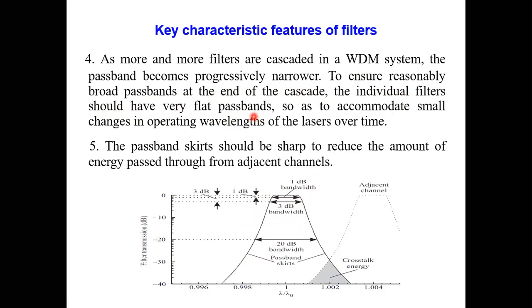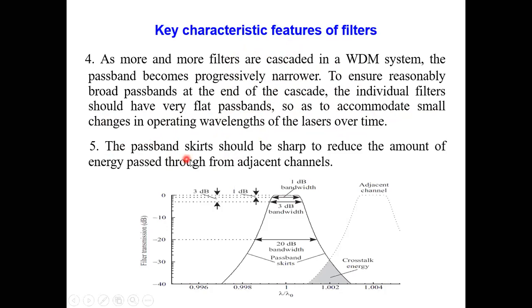Okay, we have filters based on different kinds of pass band. That is, we have started studying from the subject of LIC. So why do we want a very flat pass band? So that it accommodates small changes in operating wavelength of the laser over time. So this is also one of the characteristics of filters that we have to ensure when we are selecting filters or designing filters in case of fiber optics.